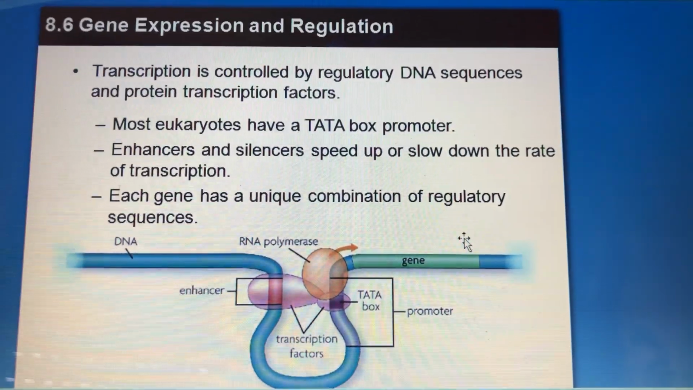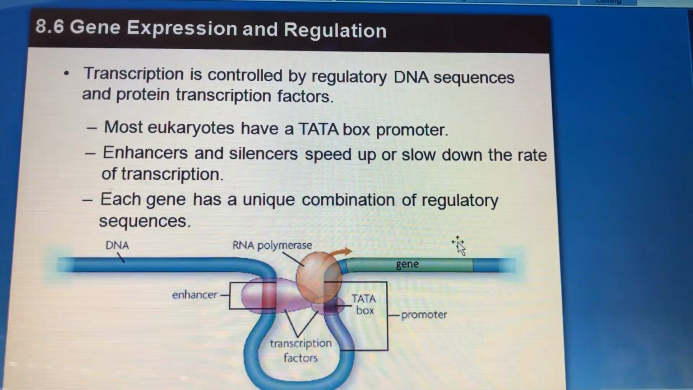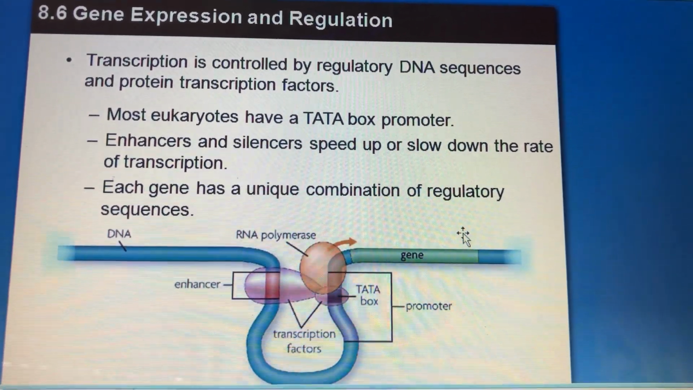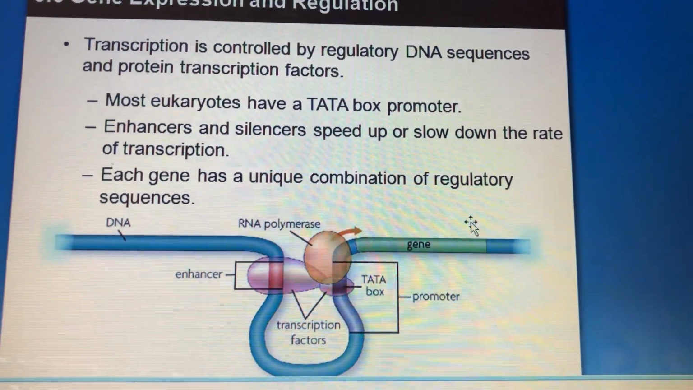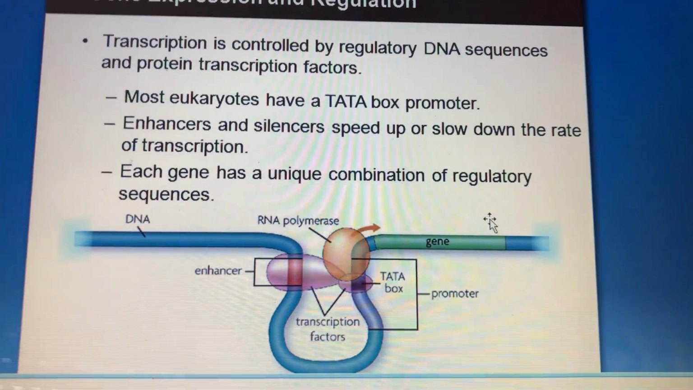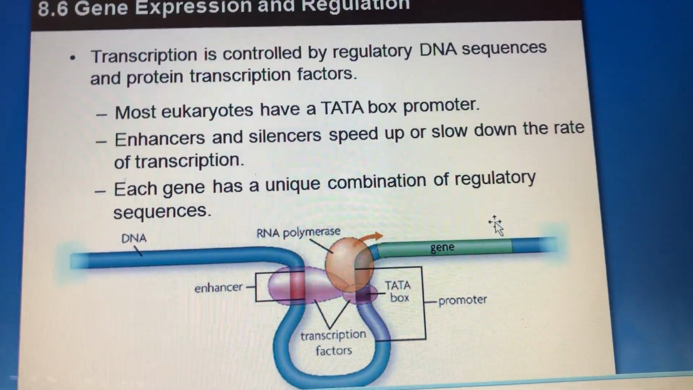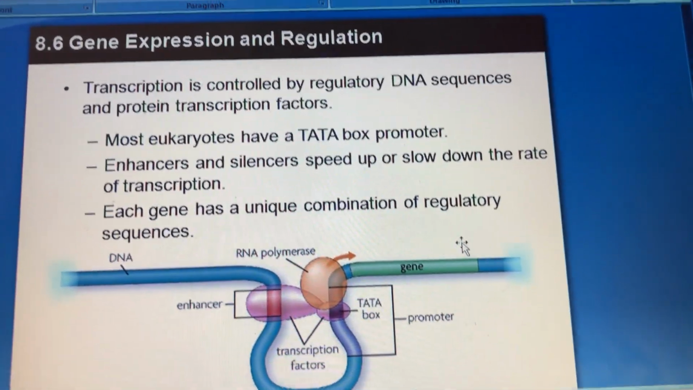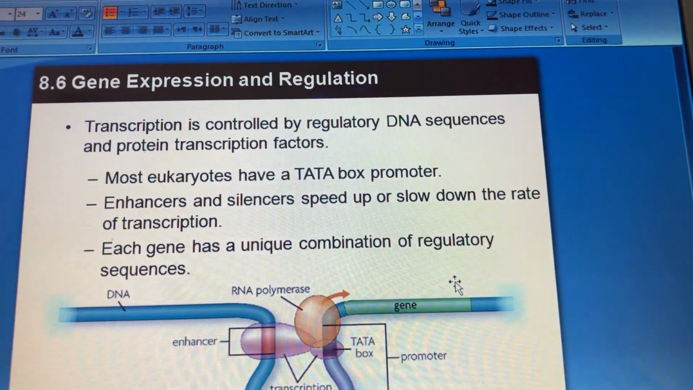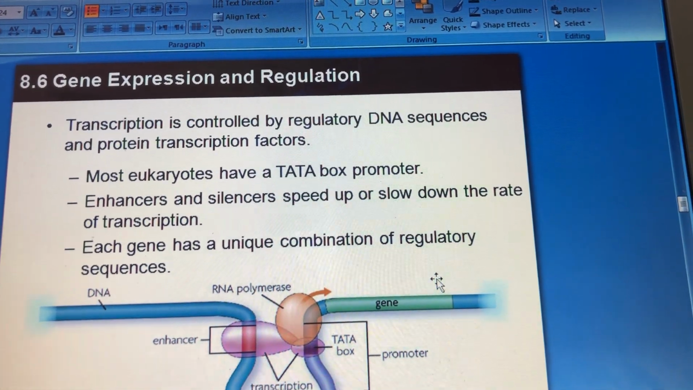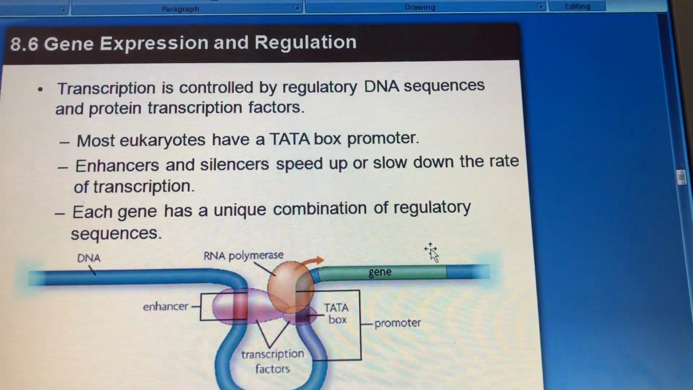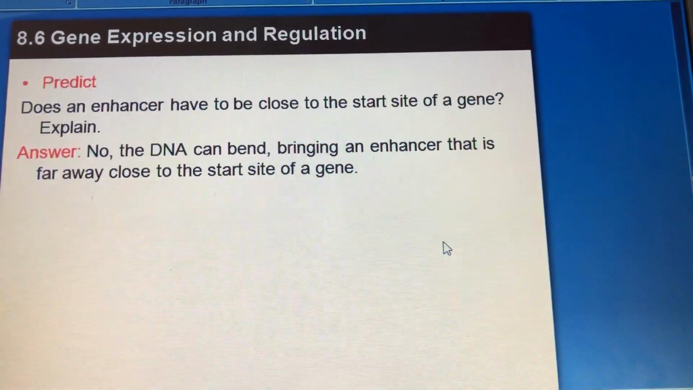Transcription is controlled by regulatory DNA sequences and protein transcription factors. Most eukaryotes have a TATA box, as you see here, in the promoter. Enhancers and silencers speed up or slow down the rate of transcription, and each gene has a unique combination of regulatory sequences.